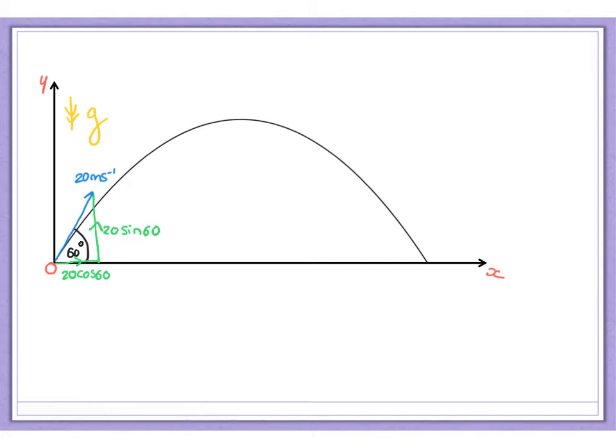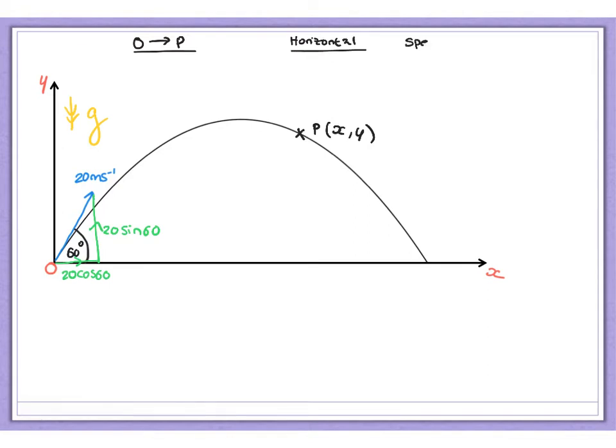Now, we're going to pick a point on the path of the particle, and we'll give this coordinates x and y to represent the horizontal and vertical distances travelled. So we're going to analyse the motion from O across to P, and we're going to do this horizontally and we're going to do this vertically. Let's start with the horizontal direction first of all.